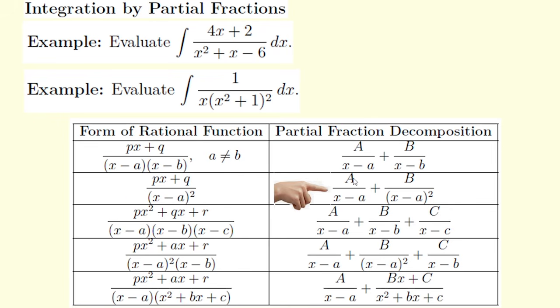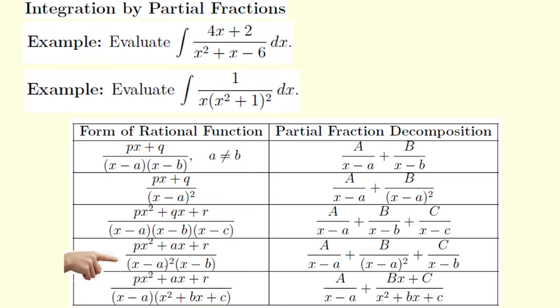So you will take constant a over the factor x minus a plus constant b over the factor squared. If the multiplicity is 3, you will continue plus c over x minus a cubed and so on. If all are linear, you always take each factor only once: a over x minus a plus b over x minus b plus c over x minus c.